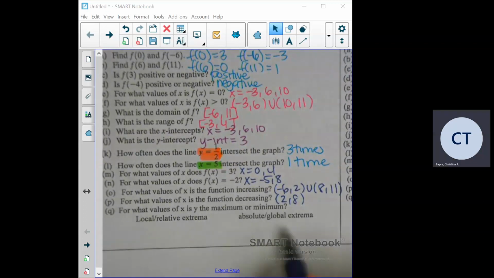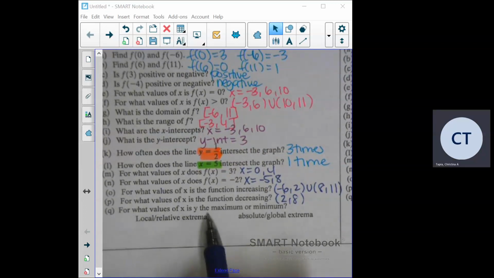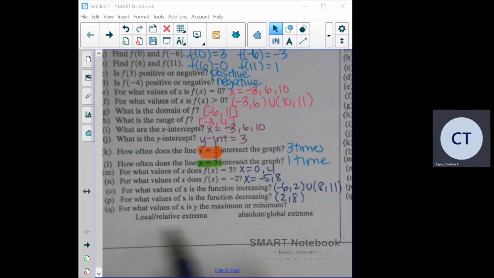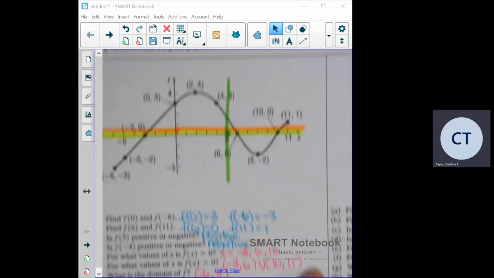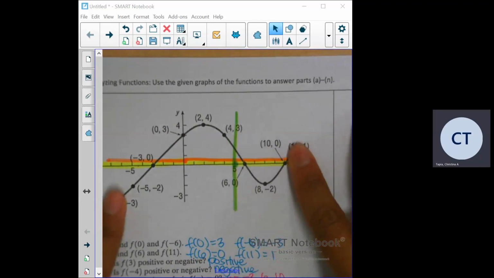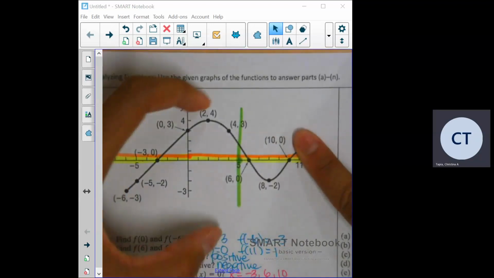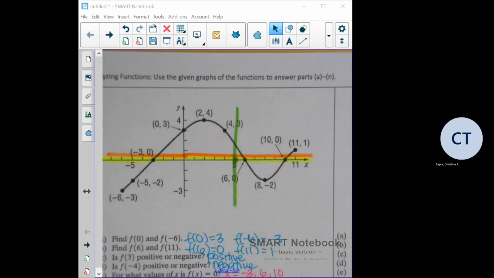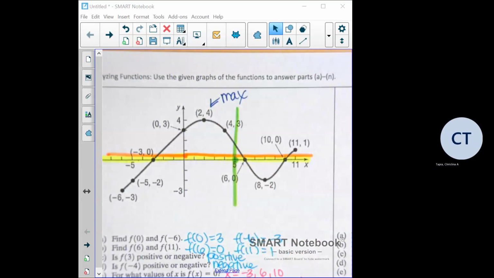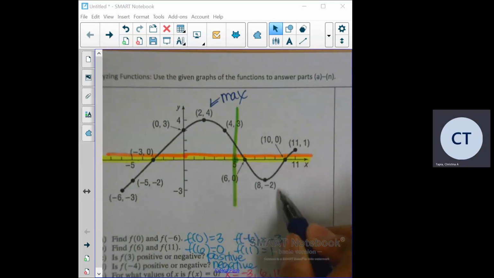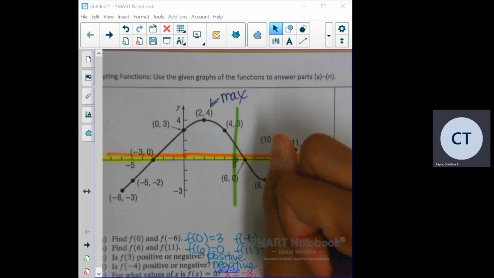All right, last piece has 2 parts to it. For what values of x is y the minimum or maximum? We need to look for a local minimum and maximum and an absolute or global minimum and maximum. So let's look at the local minimum and maximum. Local minimums and maximums cannot be used if they're at the far end. So ignore the endpoints. Only look in the middle of your graph. What is a maximum? Does a maximum open down or open up? It opens down. So this point up here, 2, 4, that's a maximum. And this point down here, 8, -2, that's going to be a minimum.